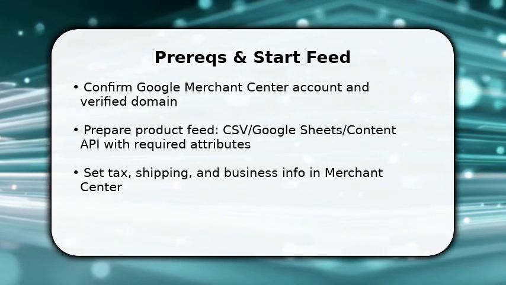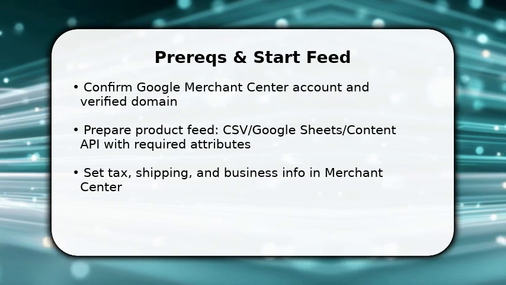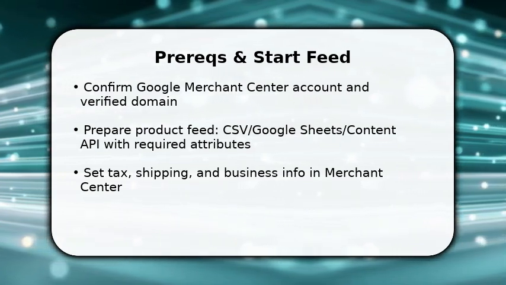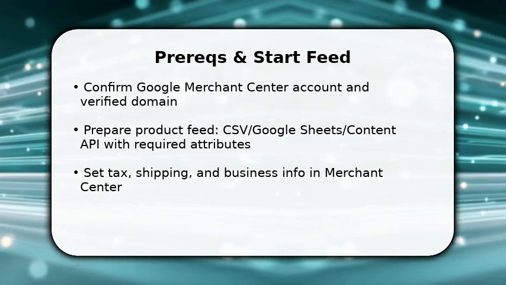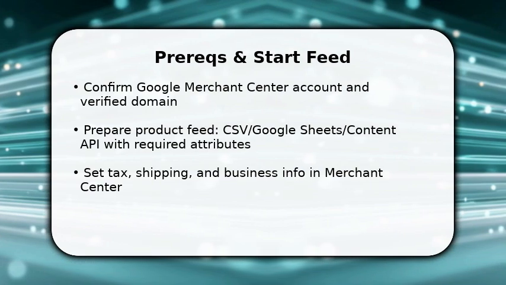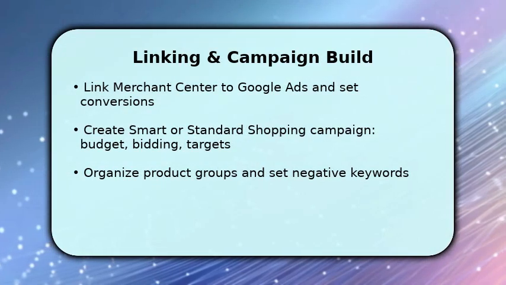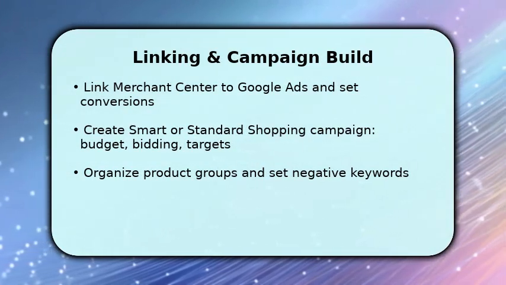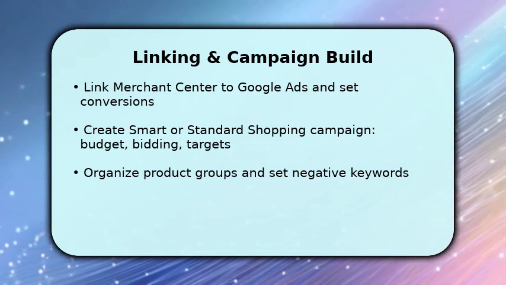Once done, switch on automatic fetch or schedule manual uploads, and review feed diagnostics for immediate errors before moving to linking and campaign setup. Now link Merchant Center to Google Ads and enable conversion tracking so you can measure performance. This is crucial for bidding.